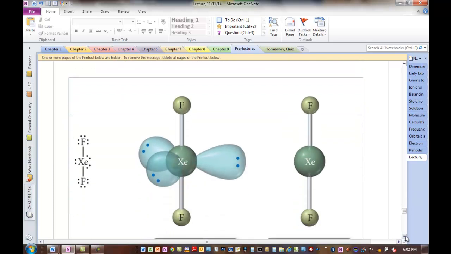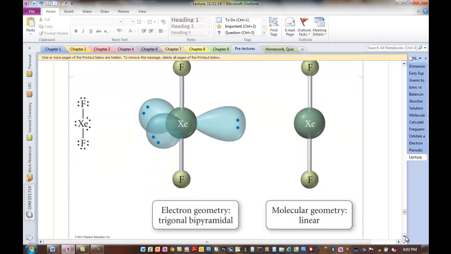Here's something very similar. This xenon difluoride is very similar to the I3- that we just drew. We would say these are isoelectronic molecules. So compare these two. 5 pairs, trigonal bipyramidal electron-pair geometry. All 3 lone pairs go in the trigonal plane. What are we left with? Linear. We just saw that.